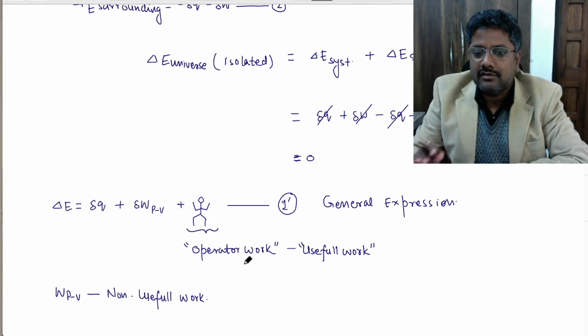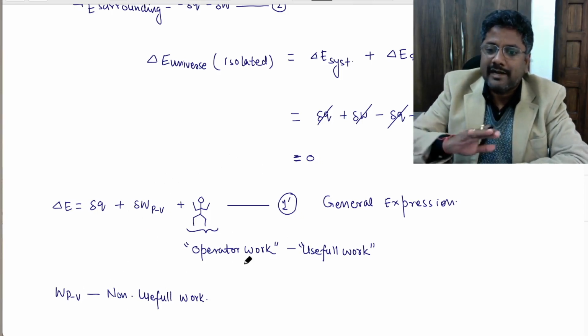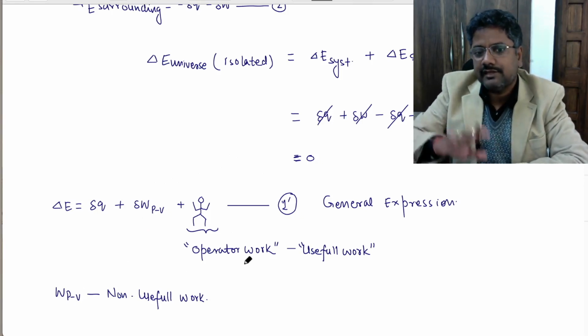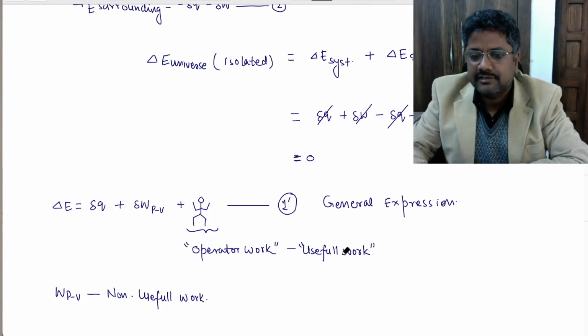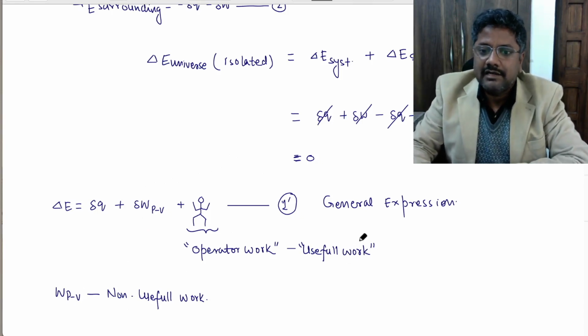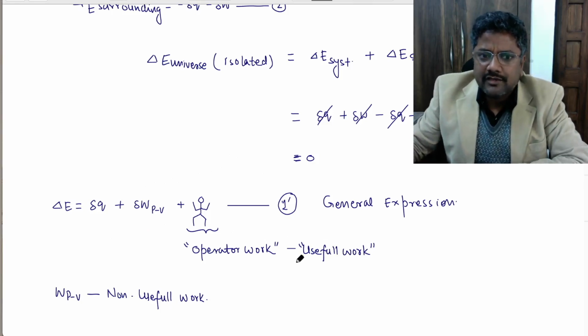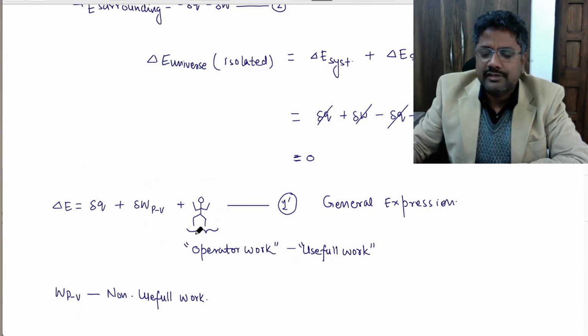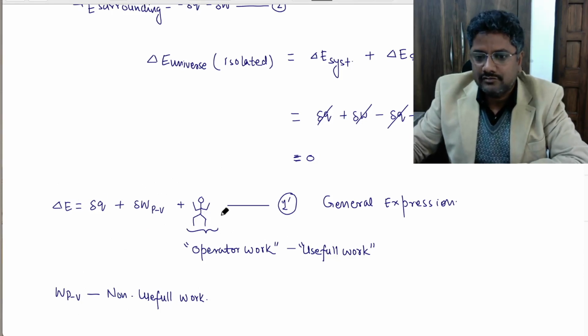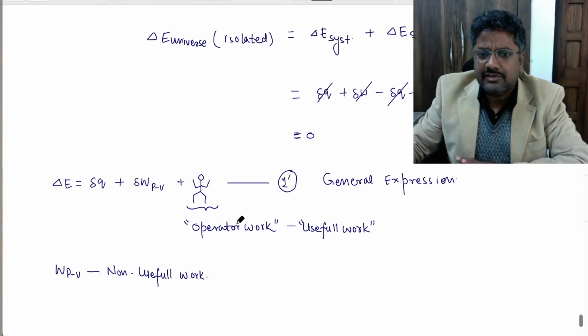Because we cannot remove the atmosphere, and against the atmosphere some expansion work takes place in a constant pressure system, this is called operator work. If you are not considering operator work, then your equation reduces to this only, and if you are not considering this, then your equation reduces to this.